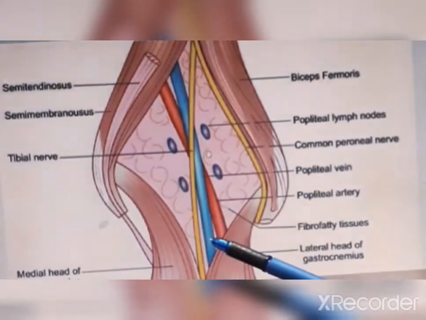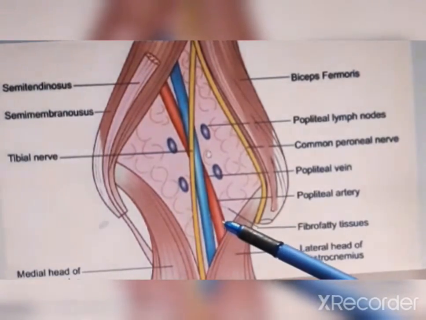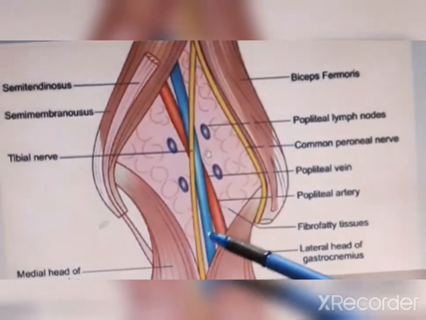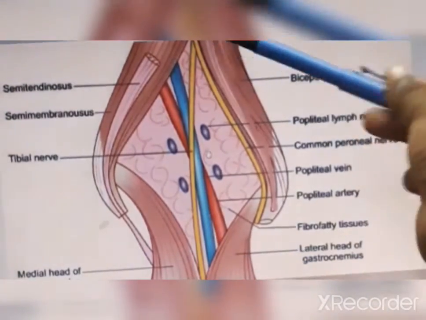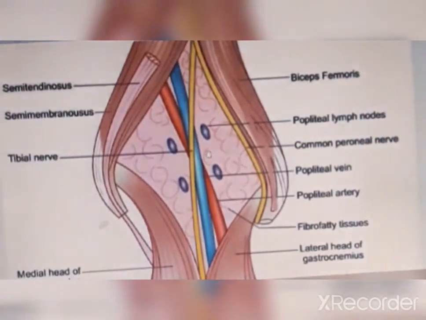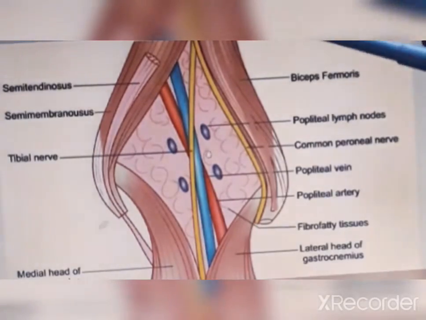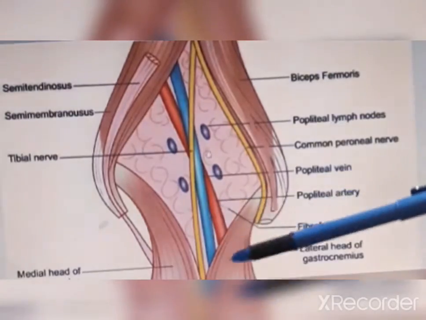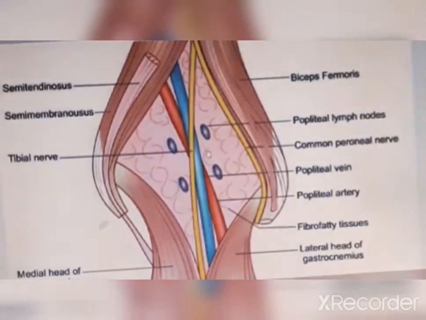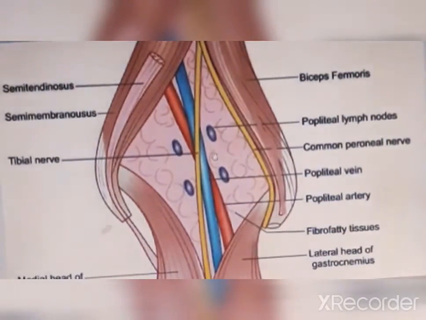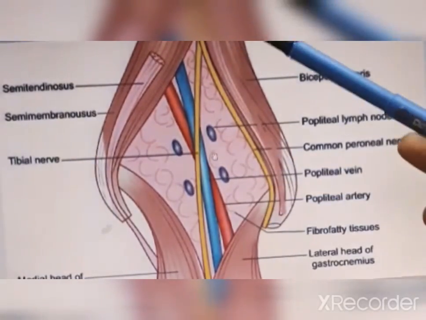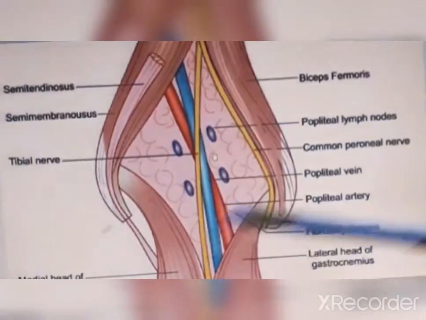This is the popliteal vein and this is the popliteal artery, which are combinedly called popliteal vessels, and this is the tibial nerve. We can clearly see that the tibial nerve crosses the popliteal arteries. It crosses in the manner: this tibial nerve crosses the popliteal arteries from lateral side to the medial side.